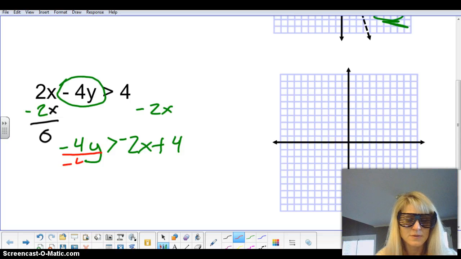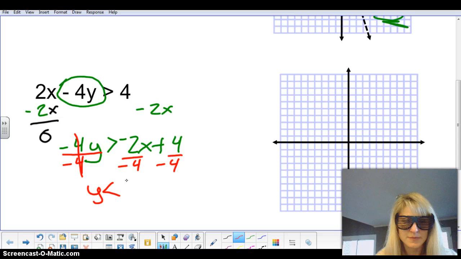So a negative 4 divided by negative 4 will give me a positive 1y. So I want to divide each one by negative 4 also. So here, negative 4 divided by negative 4 is 1y, positive 1y. I divide by a negative, so that makes this switch signs. And we're getting mixed up a little bit here. This is negative 2 over negative 4.